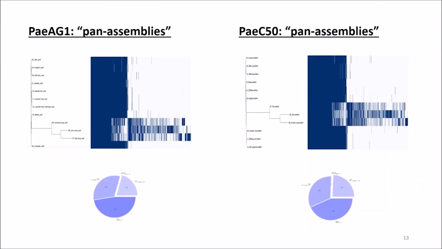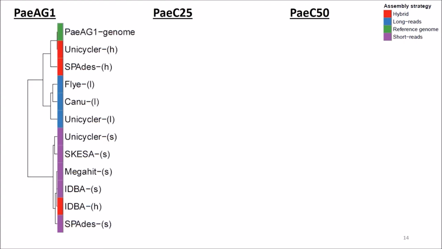The same results were obtained for the case of AG1 and C50, in which a specific cluster for long reads-only approaches was obtained with gene splitting, as we can see here. In summary, we have different results depending on the metrics or the analysis that you are using to compare all the assemblers. In order to compare all the approaches against the reference genome, we implemented a clustering analysis using all the metrics of contiguity, correctness, and completeness.